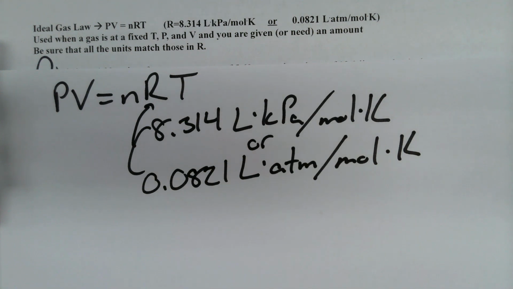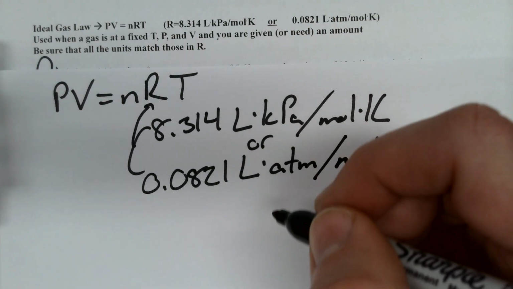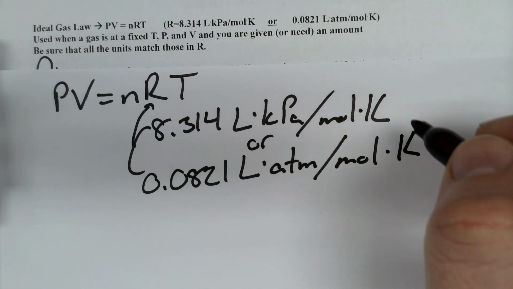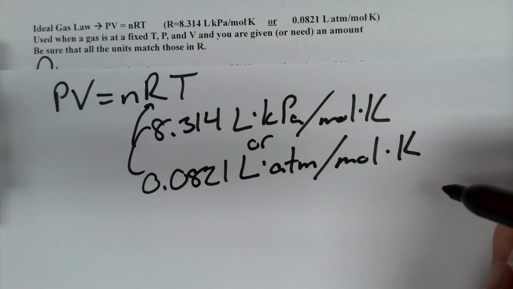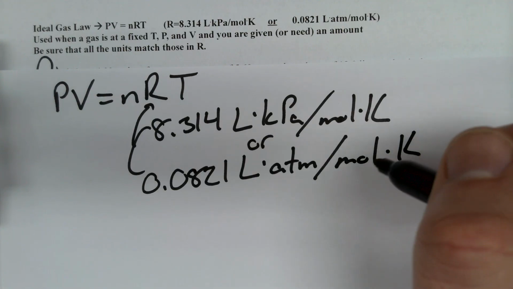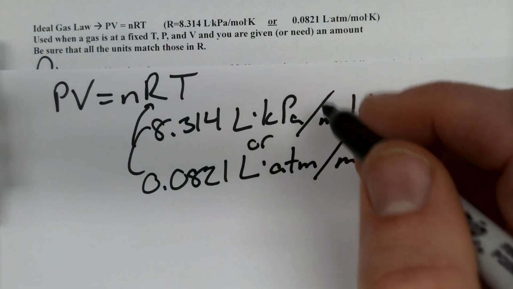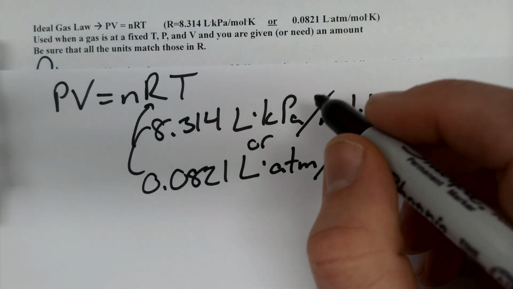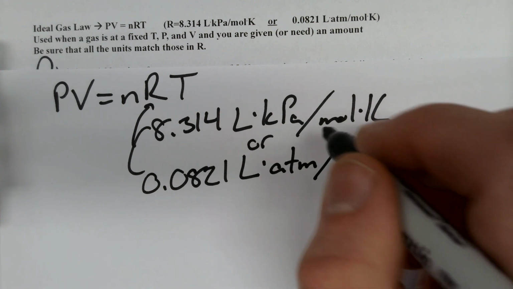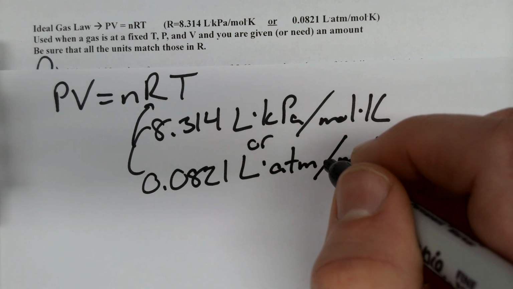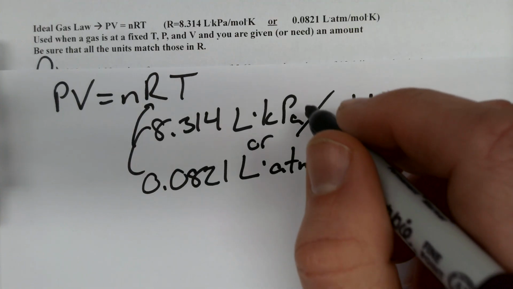Now, how do I know which R to use? I have to pull that from the question. Notice that my liters are the same, my moles are the same, my temperature is the same. What's different is which version of pressure I'm using. These numbers mean the exact same thing. But remember, 101.3 kilopascals equals 1 atmosphere. So because I changed the unit, I changed the number.